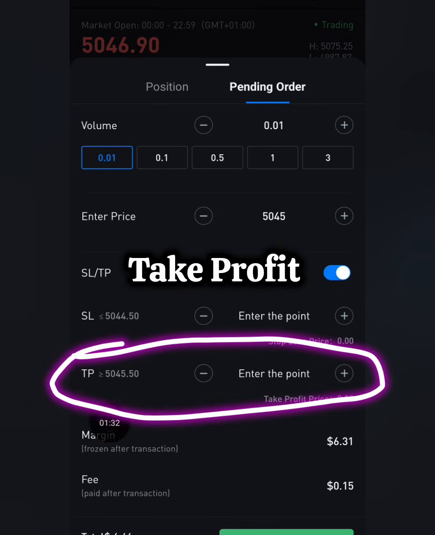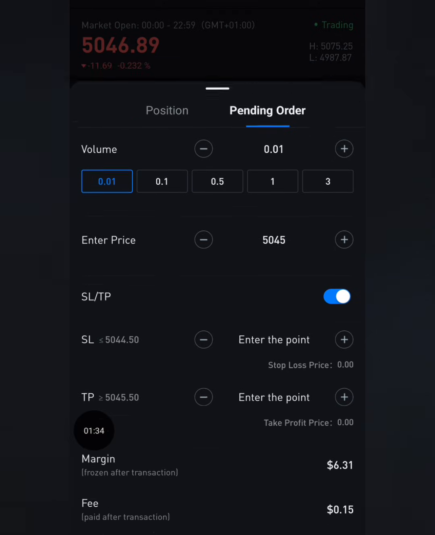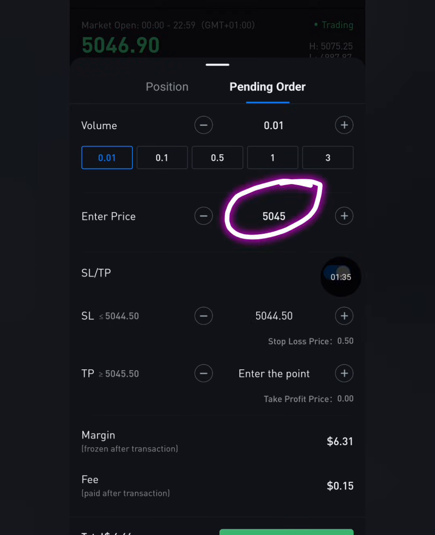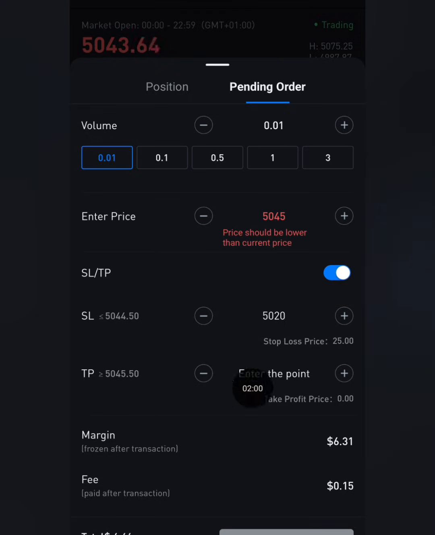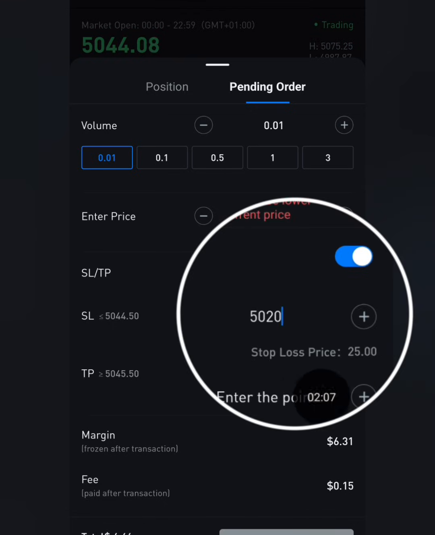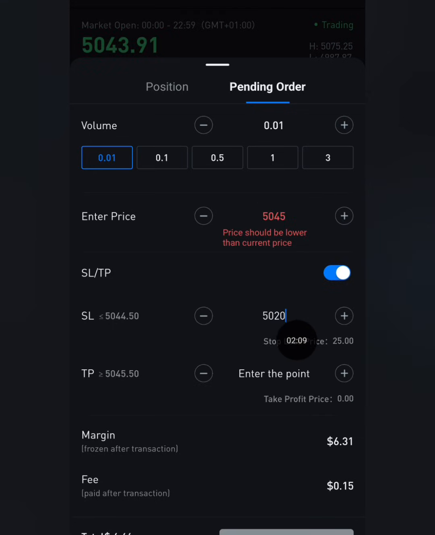So let's say I want to buy gold, right? And then I've already set my entry price to be this. Then the next thing I want to do is to set my stop loss. So let's say if the price of gold drops down to 5020, I want it to actually close the trade regardless of what happens and stop my loss. So this will be my stop loss price if it actually hits this point that I put it at, okay?